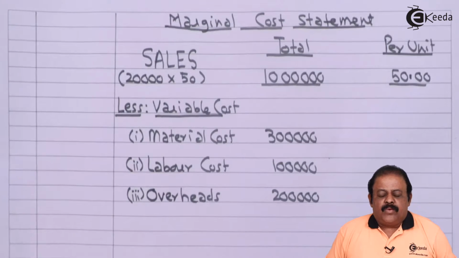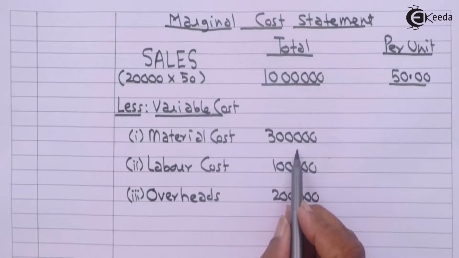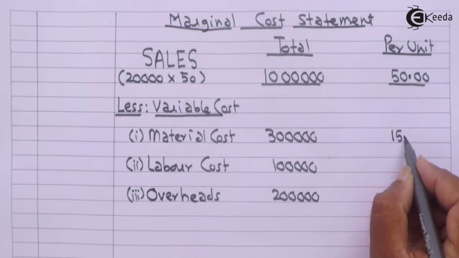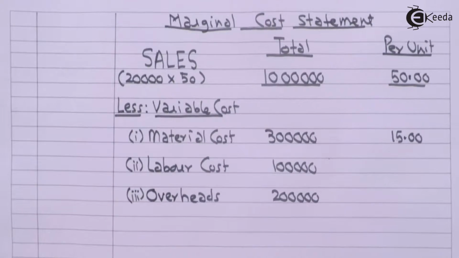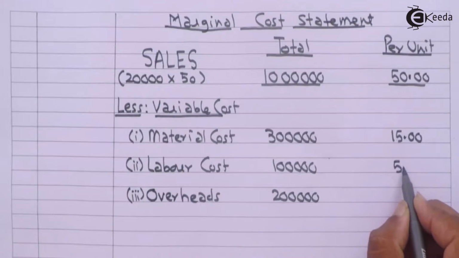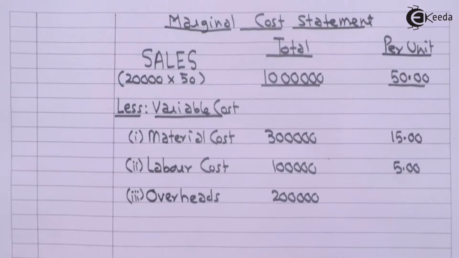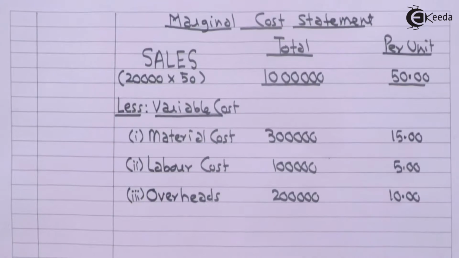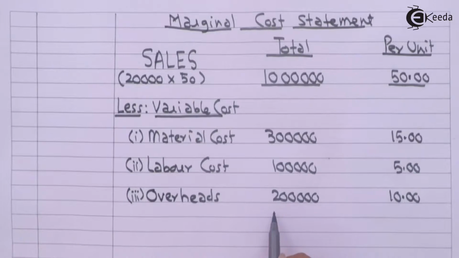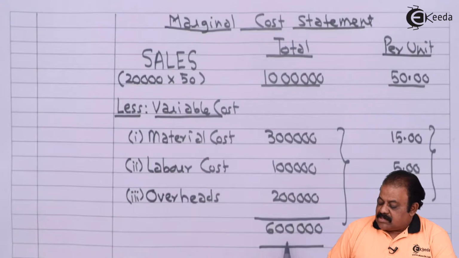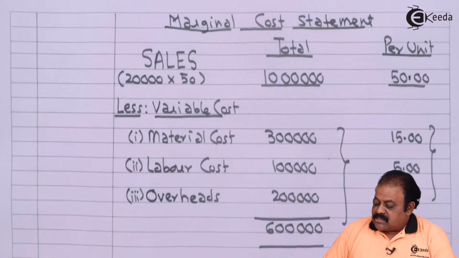We can calculate per unit: 3 lakh divided by 20,000 units comes to 15 rupees. 1 lakh divided by 20,000 units is 5 rupees. 2 lakh divided by 20,000 units will be 10 rupees. We can add all variable costs, the total of these 3 items. So total variable cost is 6 lakhs. Per unit total is 30.